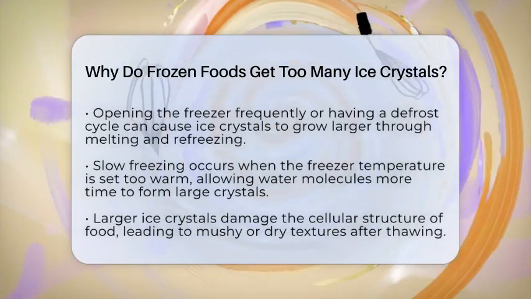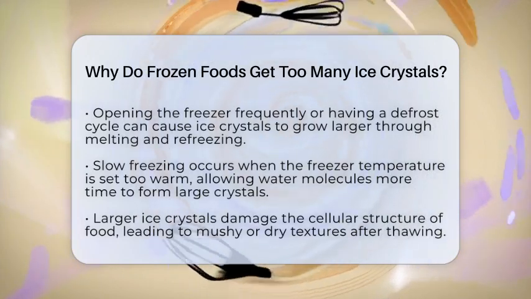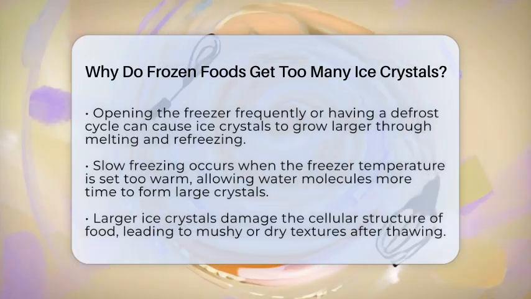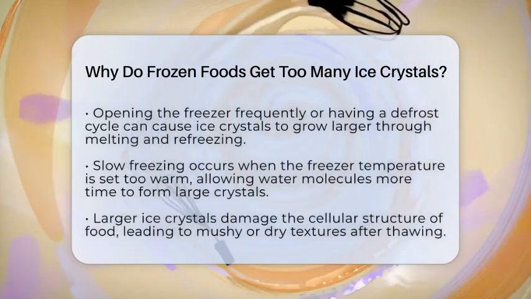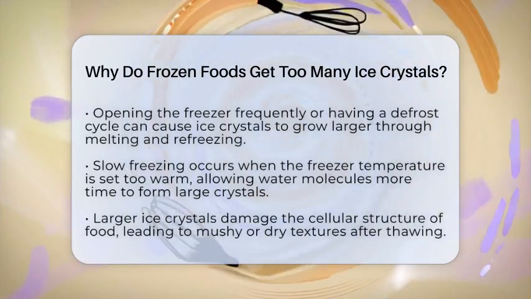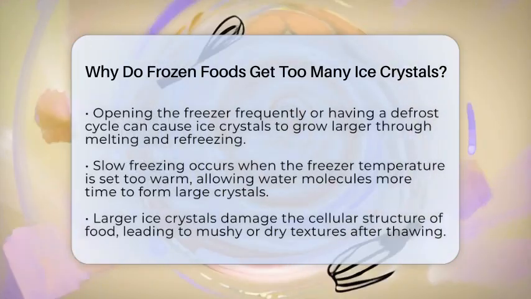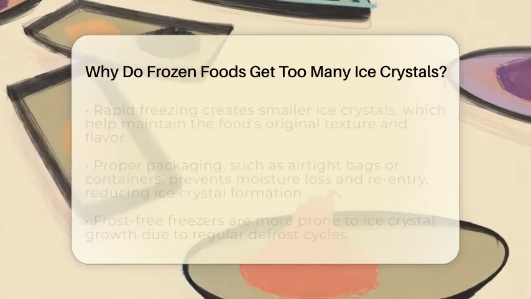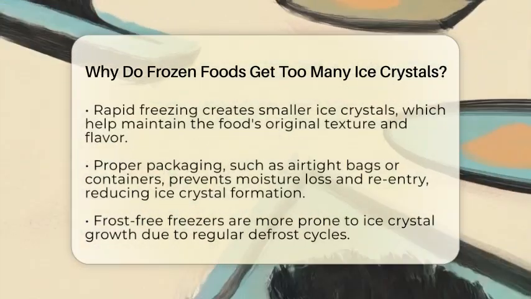Let's find out. When you freeze food, the goal is to turn water inside the food into tiny ice crystals quickly. The faster the freezing process, the smaller these crystals stay. Smaller ice crystals cause less damage to the food's cellular structure, helping it keep its texture and flavor. But if freezing happens slowly, larger ice crystals form. These big crystals can puncture cell walls, making the food mushy or dry once thawed.